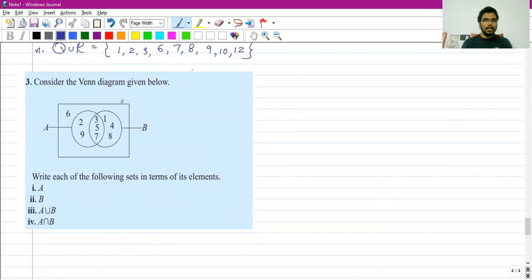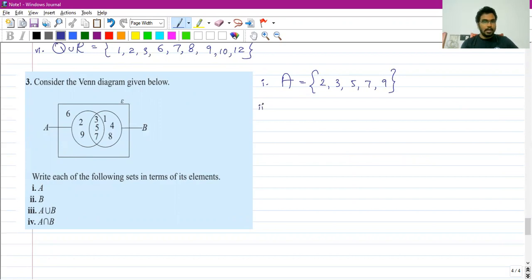Consider the Venn diagram given below. Write each of the following sets in terms of its elements. The first one is to write the set A. Set A means this whole circle. So we can see 2, 3, 5, 7 and 9.